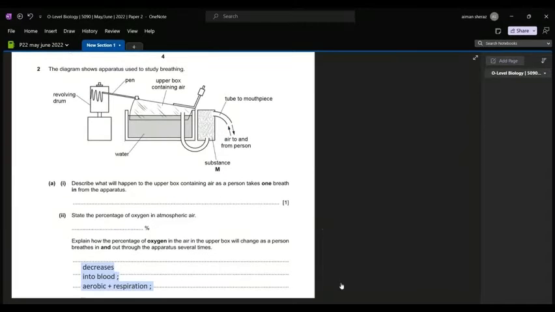Question number 2. The diagram shows apparatus used to study breathing. Part A, describe what will happen to the upper box containing air as a person takes one breath in from the apparatus. Taking in breath means inhaling, so we need to tell what happens to the upper box. So it is a very common sense question that obviously the box will fall down as we breathe in from this mouthpiece.